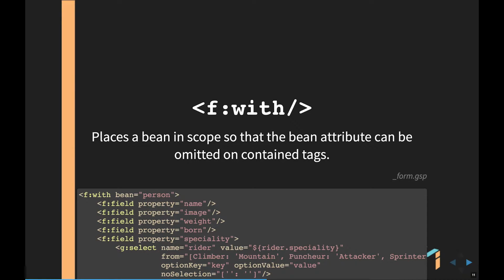So then we have the with, and it simply provides us with a way of saying we have the bean. Oh, it's personal. I forgot to change that. But nonetheless, the only thing we change is we move the bean definition from the field here to up here, and then the field will look at the page scope to see if it has a bean definition. If it does, it doesn't complain. But if it doesn't, it will say, well, a field tag requires a bean and a property.